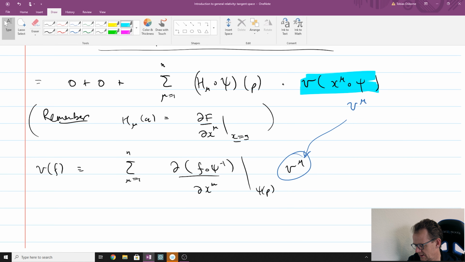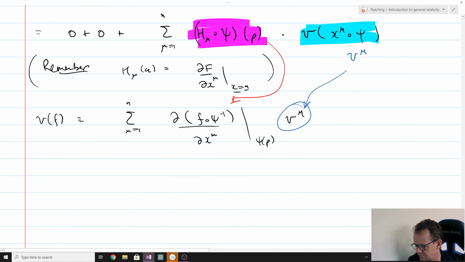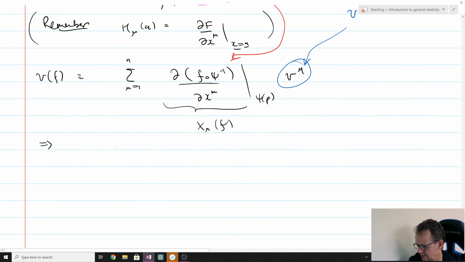And this pinky stuff here is what we get over there. But then look at this expression here. We already named these things x mu of f. So this tells us that V of f is none other than a linear combination of these x mu f's. And we're done.